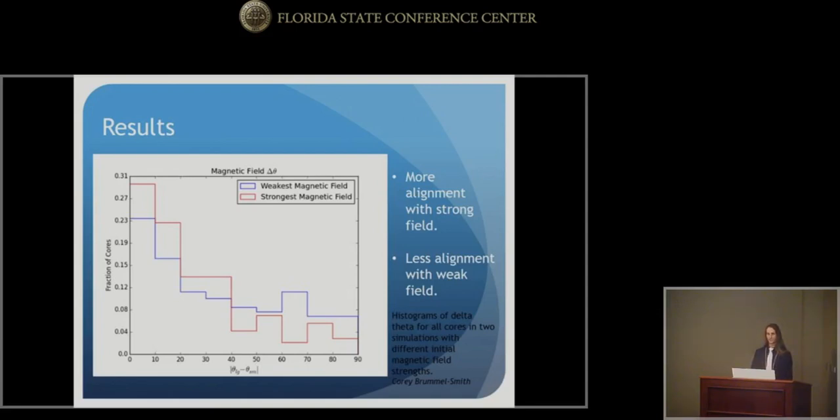As you can see, the red line has a peak around 0 to 10 degrees, which means there's a lot of alignment between the small-scale magnetic field and the large-scale magnetic field. Whereas the blue line has a higher fraction of cores at higher delta theta, around 60 to 90 degrees. So that shows that the magnetic fields are less aligned when the magnetic fields are weaker. In summary, more alignment with a strong magnetic field and less alignment with a weak magnetic field.